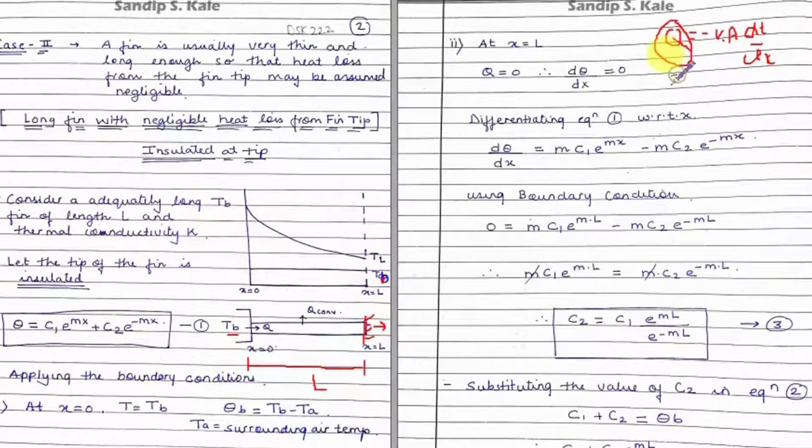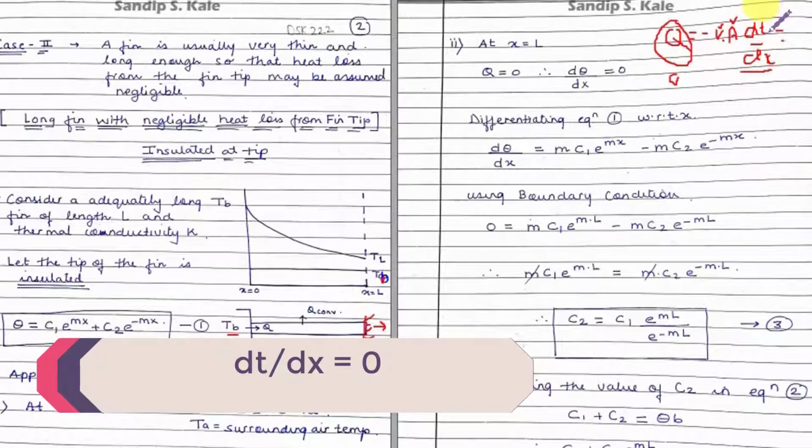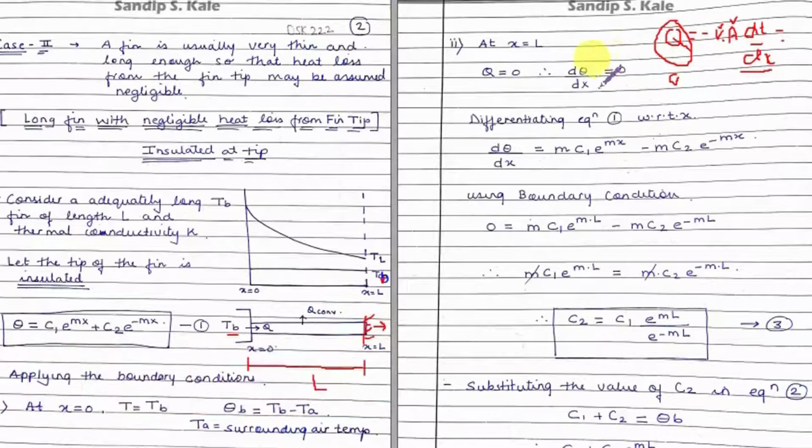Obviously this is 0. K and A are constant values, so they can't be 0, right? So what is the only term left? That is nothing but dT by dx. That should be equal to 0. And dT by dx, we can write it as d theta by dx. That is equal to 0. So at x is equal to L, we get the condition d theta by dx is equal to 0. So this is the only new thing that you are supposed to keep in mind.